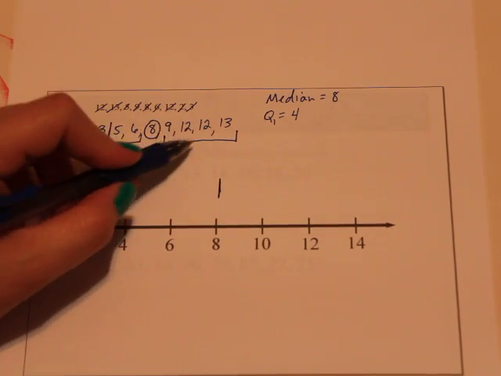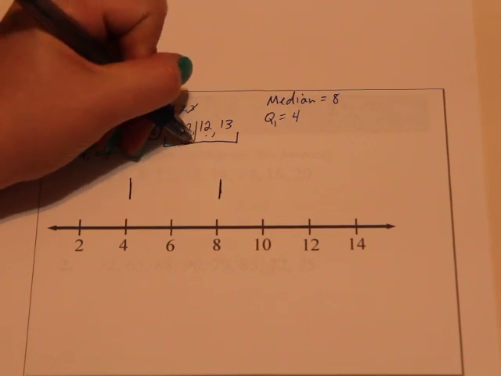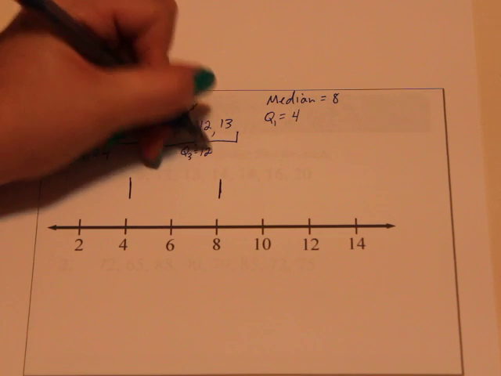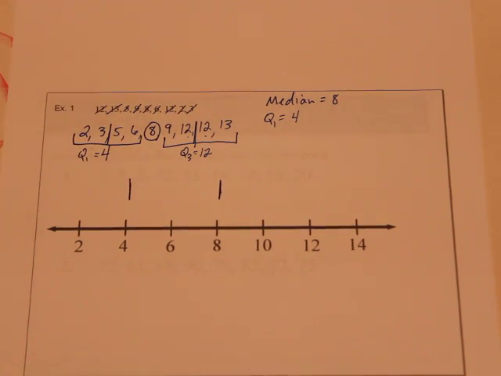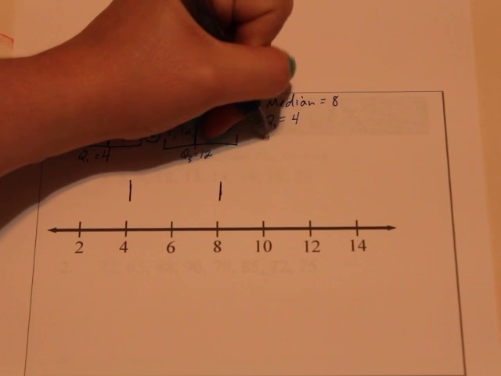Here we have 12 and 12. Well, in the middle of 12, there's nothing except 12. So Q3 is going to be 12, because if you add 12 plus 12, that's 24. Divide by 2, you're going to get 12 out. There's nothing in between 12 and 12. So Q3 is going to be 12.